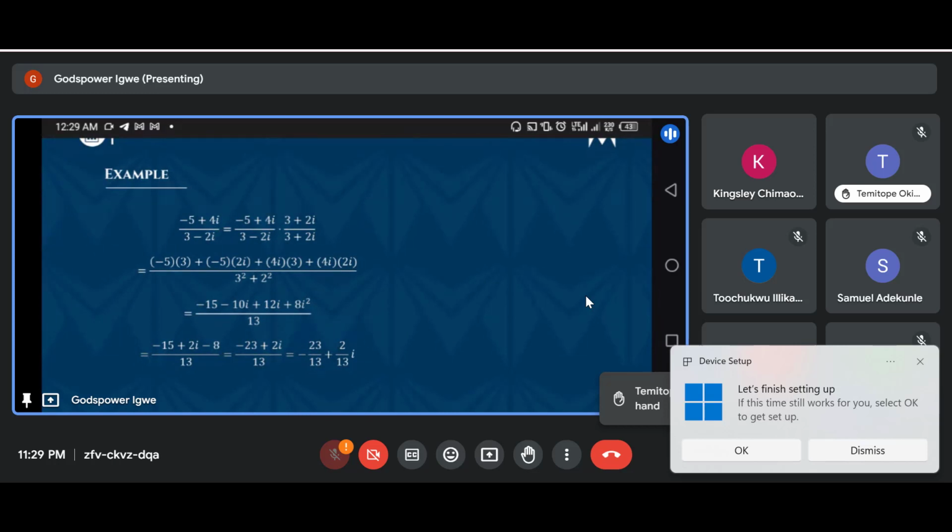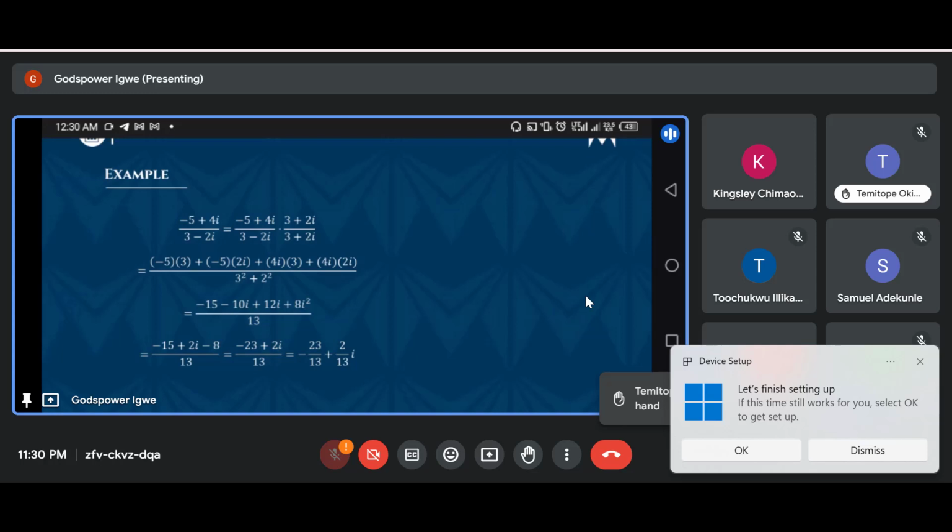So look at this example now. Let's say minus 5 plus 4i, then 3 minus 2i. We multiply by the conjugate, which is to change that 3 minus to 3 plus. When you multiply all of them, they give us the number at the top and the one at the bottom. Remember that the one at the bottom, one must cancel one out. So it will now give us 13.